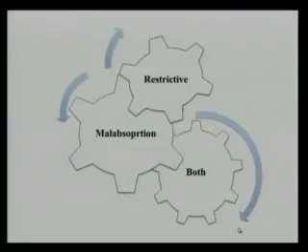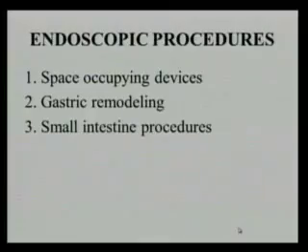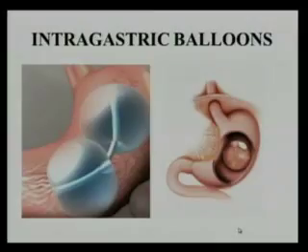So we have three areas we can look at, the same areas that the surgeons are performing their procedures: restrictive, malabsorption, or combined procedures. So the endoscopic procedures are looking into three aspects: either space-occupying devices, gastric remodeling, or small intestine procedures. So what do we have as space-occupying devices?